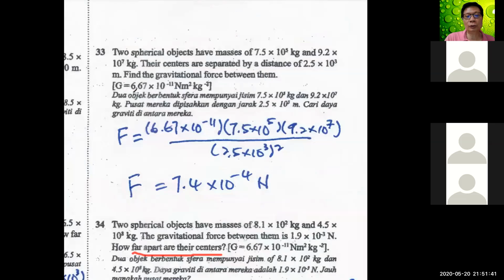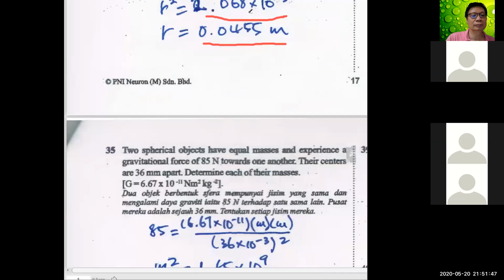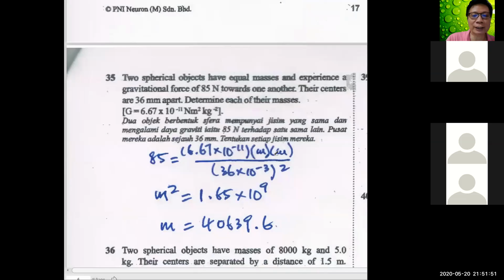Now, question 35. Okay, same like just now. Question now, find the mass. Equal masses, so you put m here, the square. So find the m. But don't forget to put kilogram here. Your answer must have kilogram, because it's mass. Force given, distance given, 36 millimeter apart. So milli is 10 power negative 3.